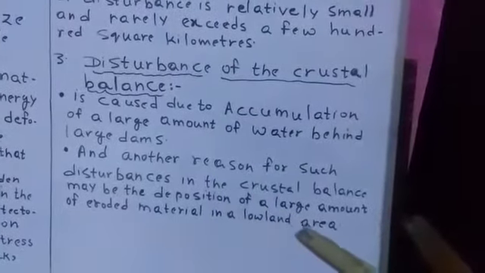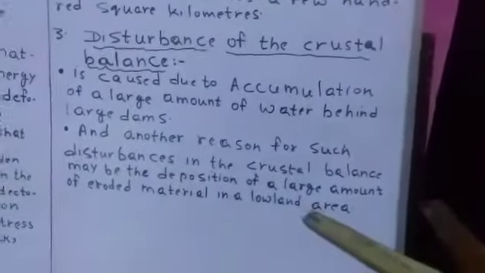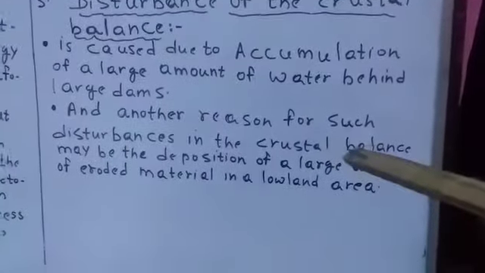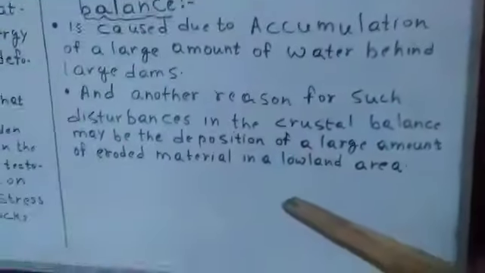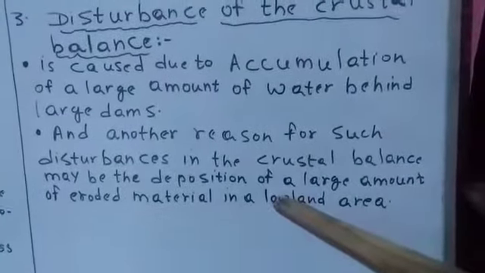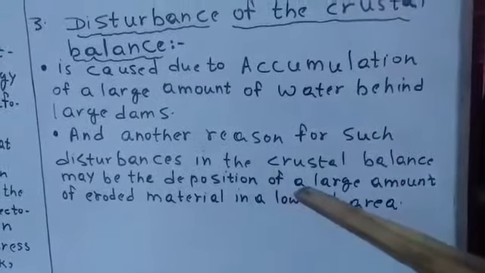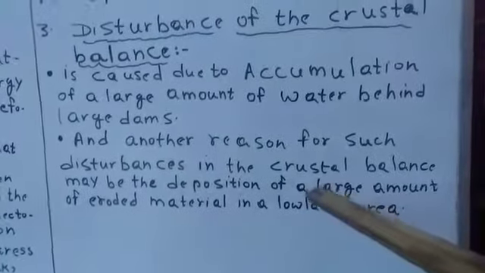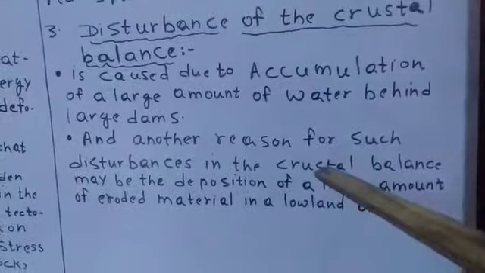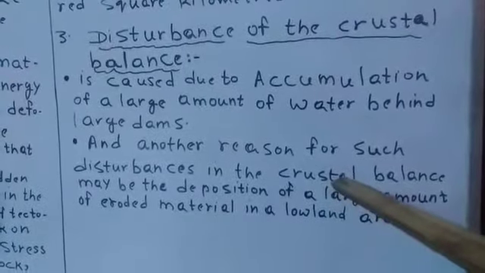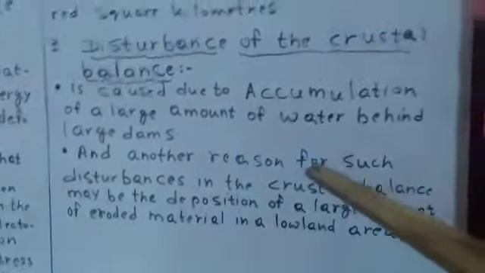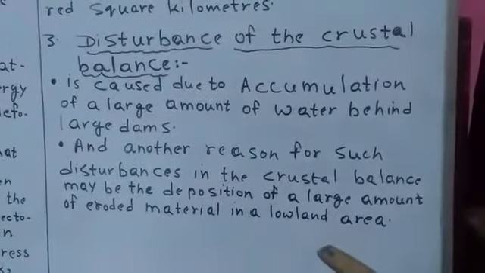Another reason for such disturbance in the crustal balance may be the deposition of a large amount of eroded material in a lowland area. Sometimes, due to large erosion and transportation, the debris, or material eroded by natural agents, is deposited in low-lying areas, and the heavy accumulation of those deposits in a low-lying area also disturbs the crustal balance, and as a result an earthquake is caused.